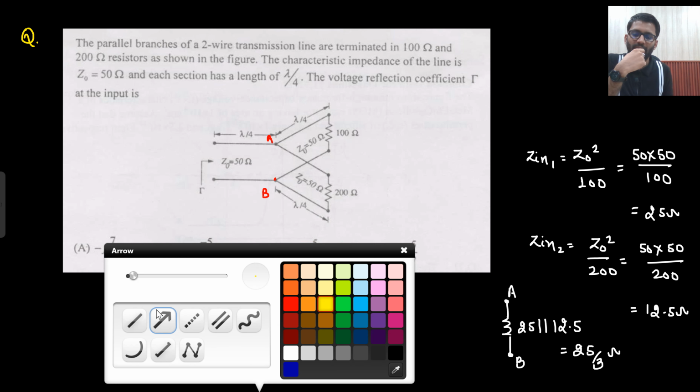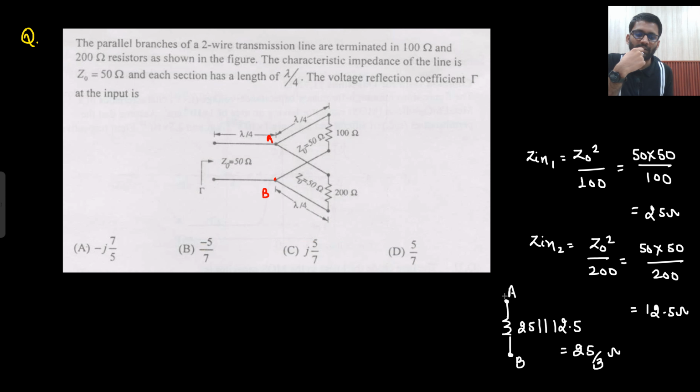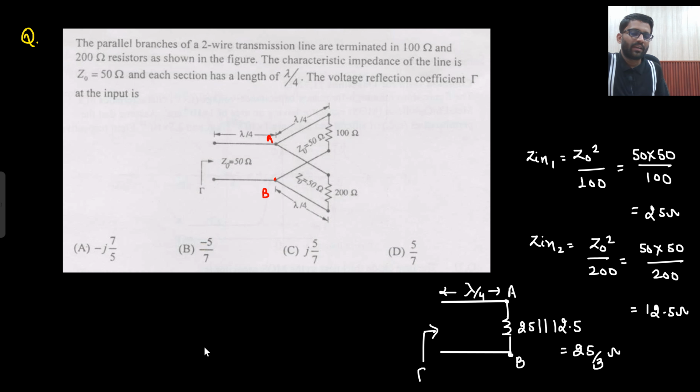Transmission line of length lambda by 4. This length is lambda by 4. And here you need to find gamma. So what is the formula? The formula is ZL minus Z0 upon ZL plus Z0. But that is at load. Now you need to cover lambda by 4 distance from the load.